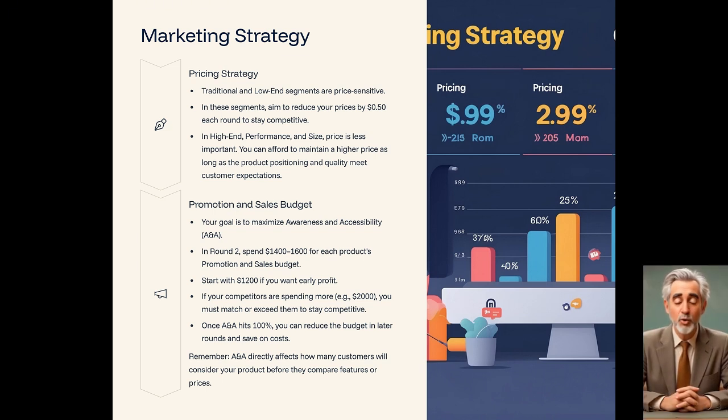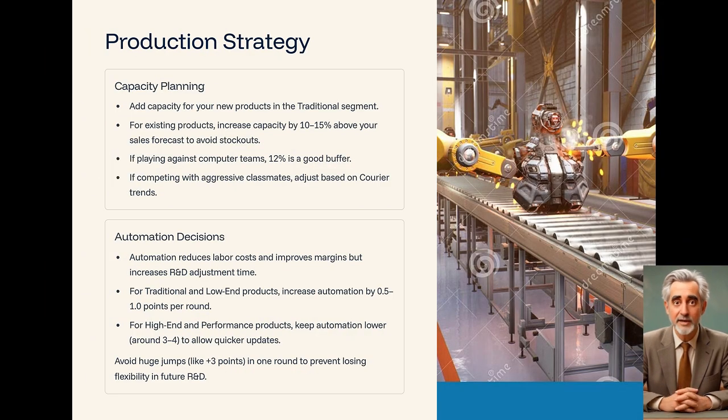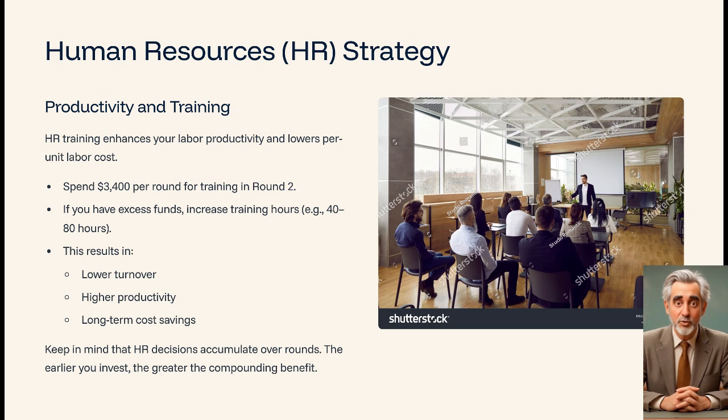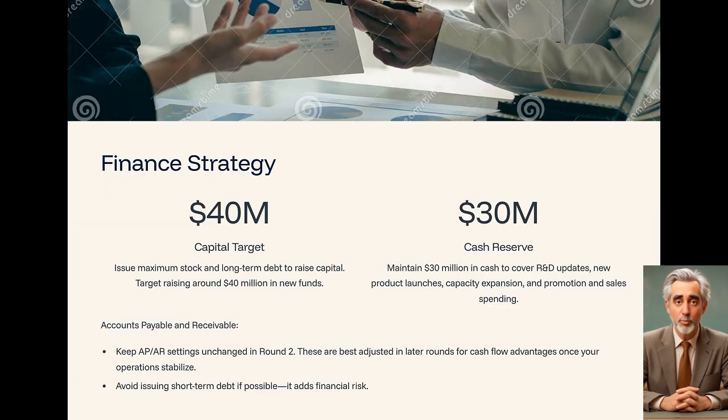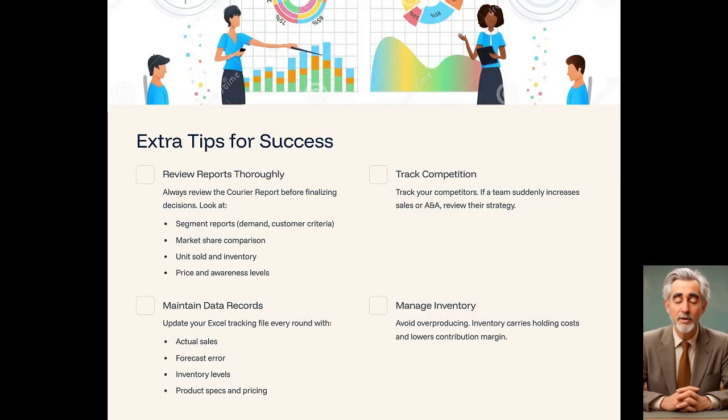Conclusion: Round 2 is where your long-term strategy takes shape. By updating product specs based on customer needs, launching smart new products at the right time, spending wisely on marketing and HR, and carefully managing production and finance, you set yourself up for dominant performance in Rounds 3 to 8. Remember, CapSim is not just about winning one round, it's about building consistent, sustainable performance across the simulation. With this approach, you're on track for 999/1000 Capstone scores and a clear lead over competitors.